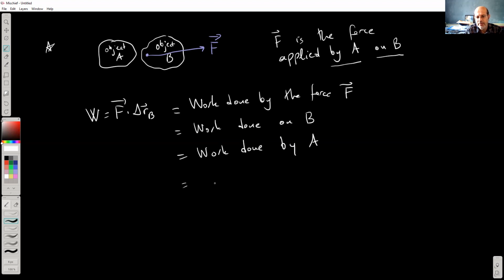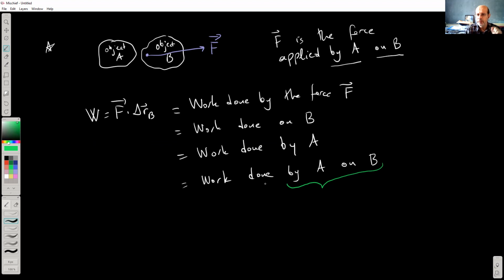And I think the most complete statement would be like work done by A on B. Okay. So as a result, I will be using any of these 4 ways of labeling the work concept, right? Just keep this in mind. I think, if possible, I'm going to prefer the last one.